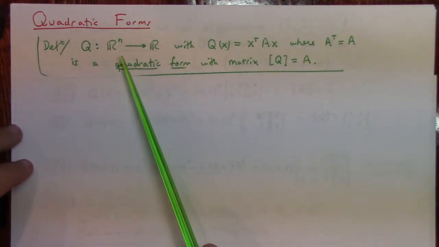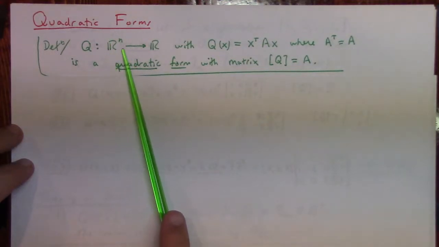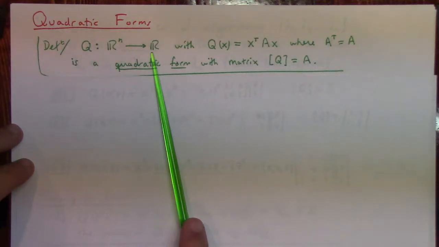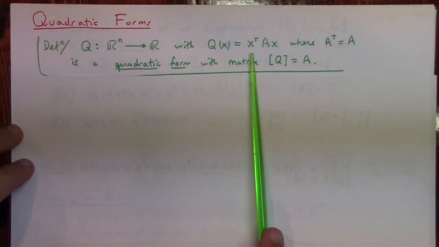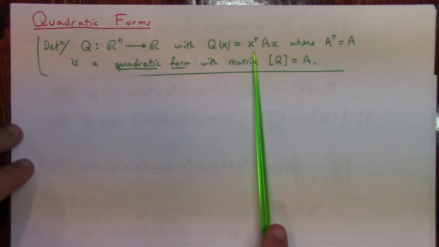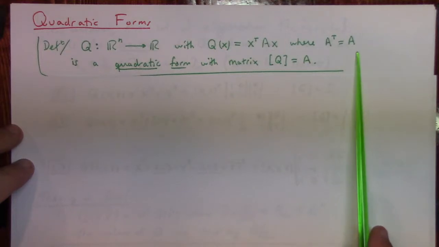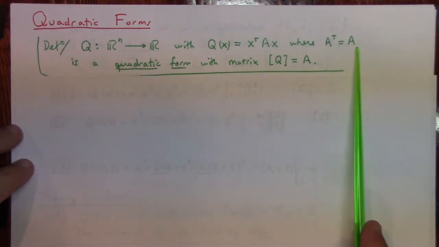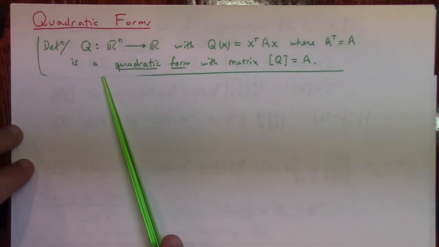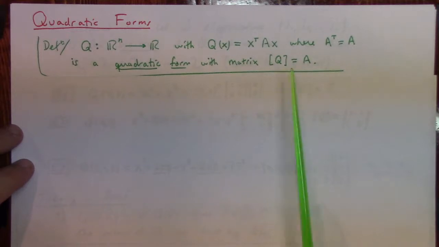So a quadratic form is a mapping that takes in a variable from Rn and outputs a real number. It has a formula which looks like this: x transpose A x, where without loss of generality we assume, and I'm making it part of the definition just to get it over with, that A transpose has to be equal to A, so I assume this matrix is symmetric. This gives us what's called a quadratic form, and the matrix of the quadratic form is A.